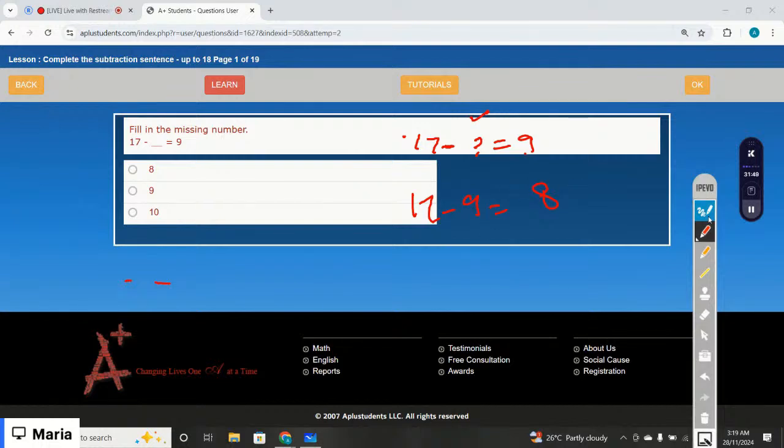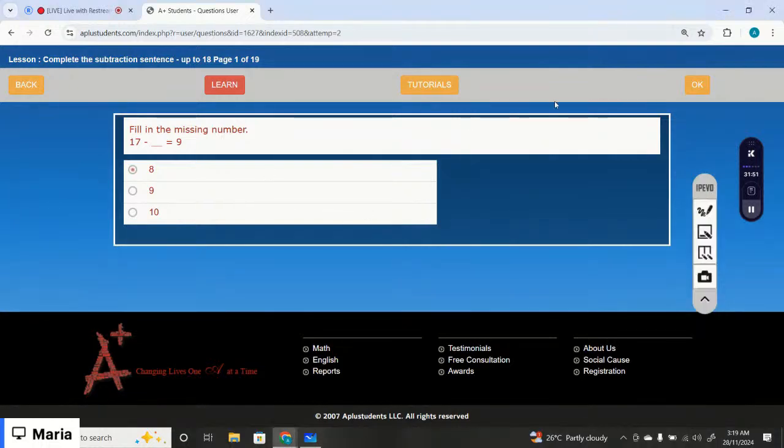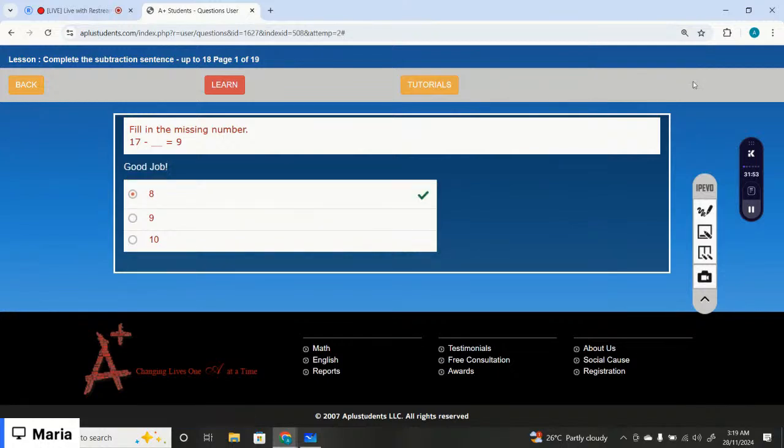So the correct option is 8. 17 take away 9 is 8. Option number 1 is the correct option.